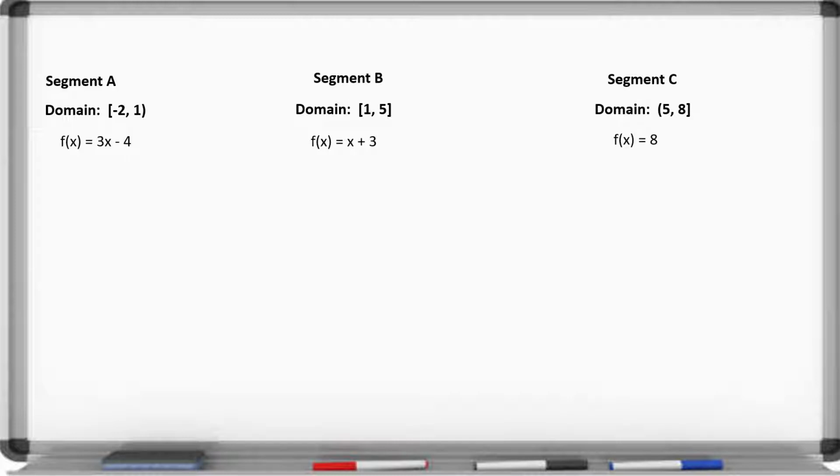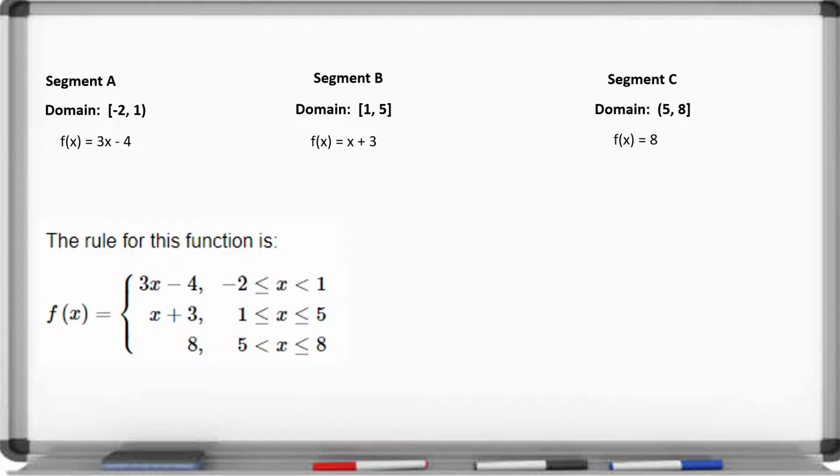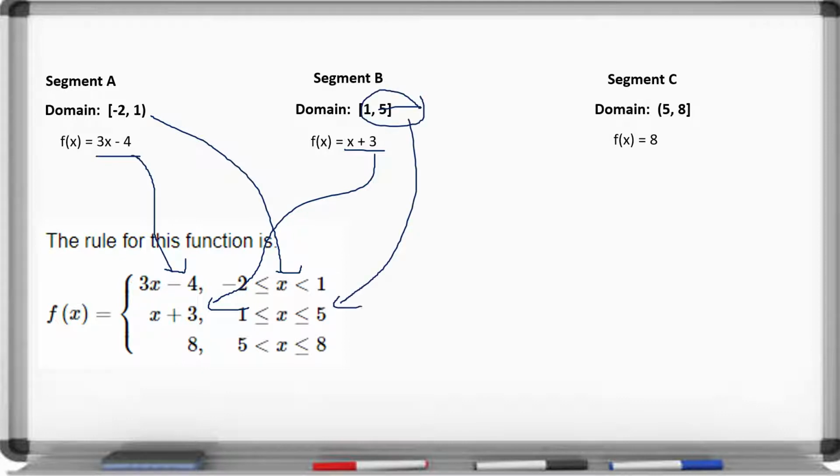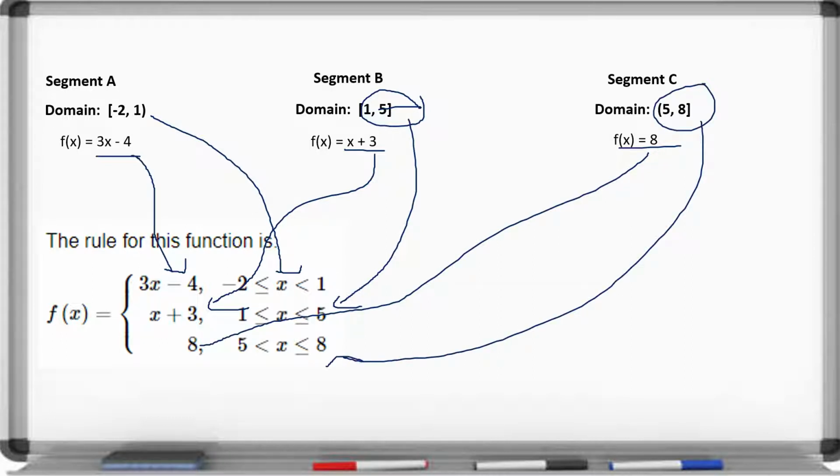I went ahead and summarized our domain and our equations. So if we plug this into the rules, we have the 3x minus 4 going here for our domain. We got our function x plus 3 and our domain. And then we got our function y equals 8 and then our domain. And that's our final answer for our piecewise function.